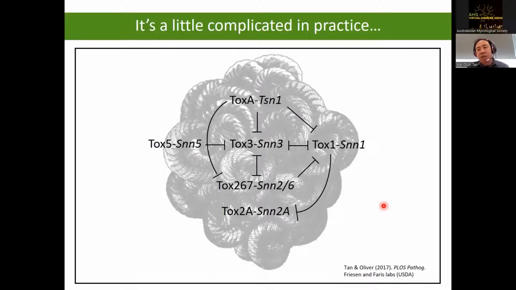in that it doesn't really function entirely in a quantitative fashion. But in fact, what these interactions do is that they actually inhibit the expression of other interactions in their contribution to the disease. For instance, TOX8-TSN1 has been shown to be antagonistic of TOX1-SN1, whereas TOX1-SN1 is antagonistic to the TOX3-SN3 and TOX2A-SN2A.